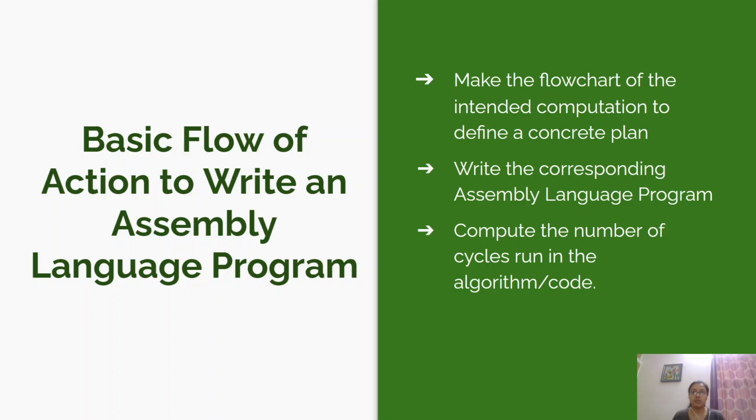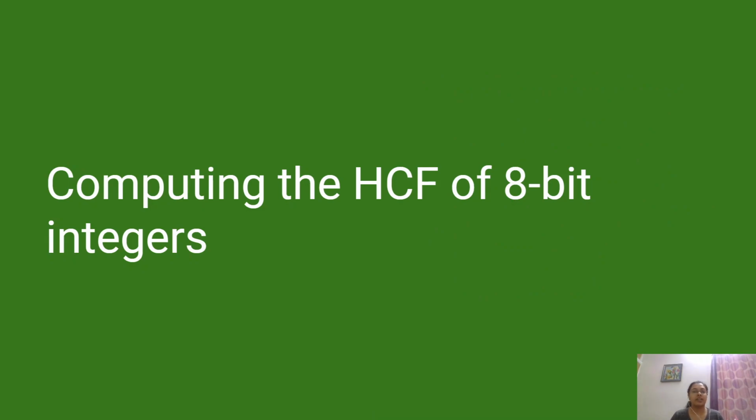In today's video, we'll be discussing the flowchart, algorithms, and the ALP code of one unique method to calculate the HCF of 2 and more than 2 number of integers, and two unique methods to calculate the LCM of 2 and more than 2 number of integers. So first we'll discuss how we can compute the HCF of 8-bit integers.